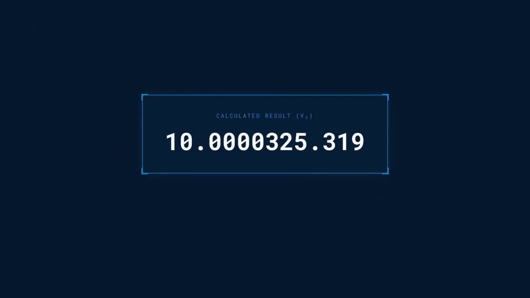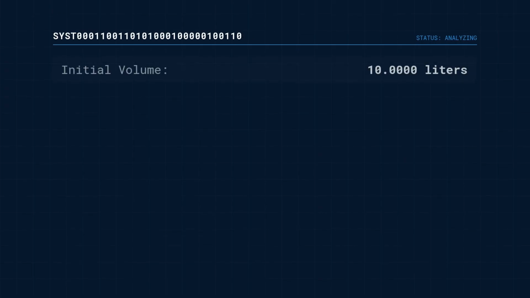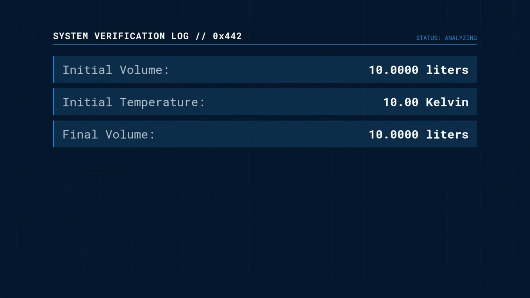Final volume V2 shows 10,000 liters. The calculator confirms our inputs. Initial volume 10,000 liters. Initial temperature 10 degrees Kelvin, final volume 10,000 liters, and final temperature 10 degrees Kelvin.